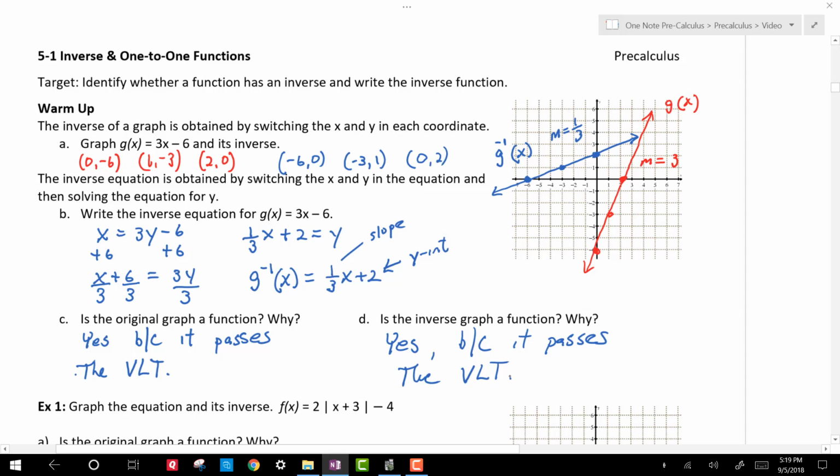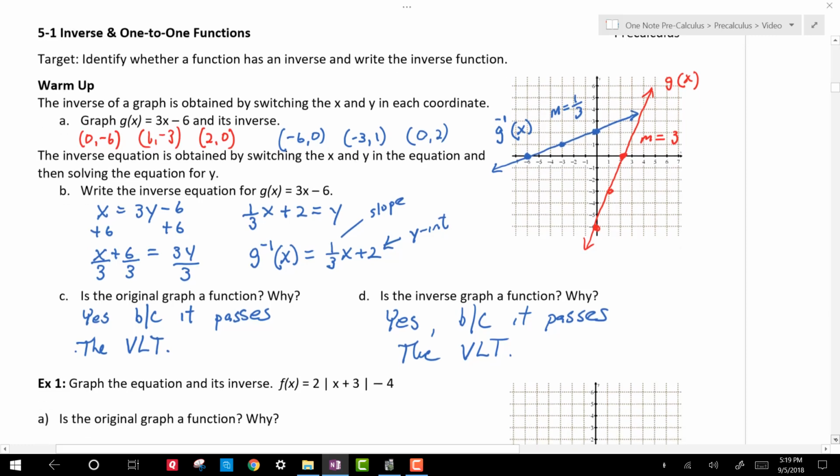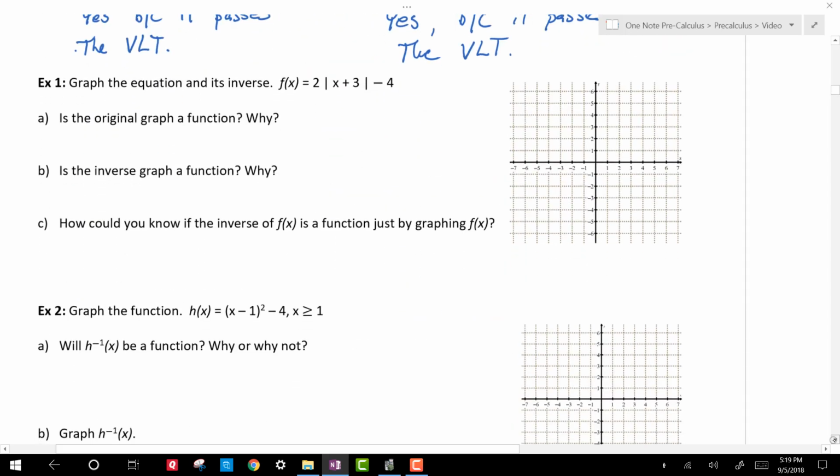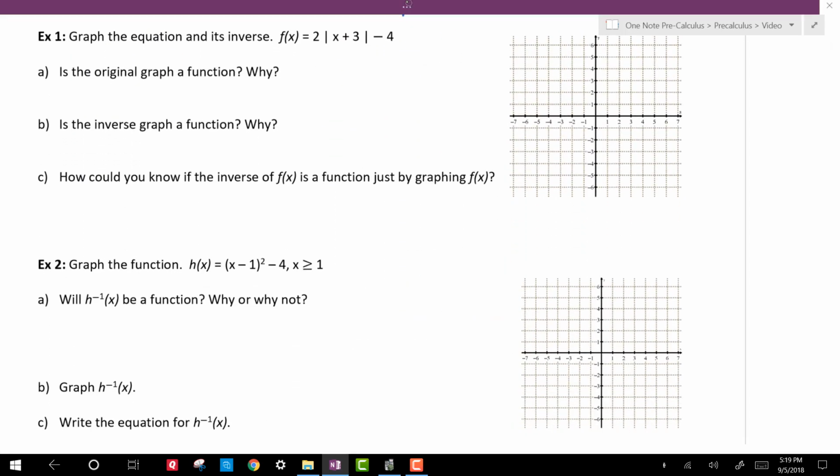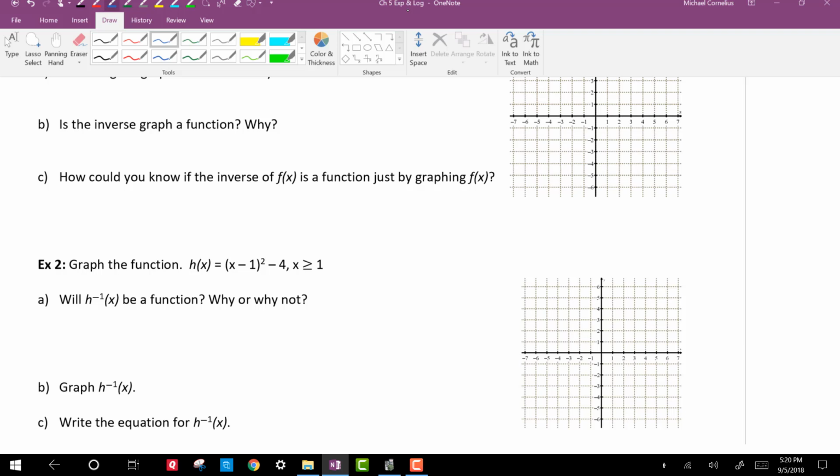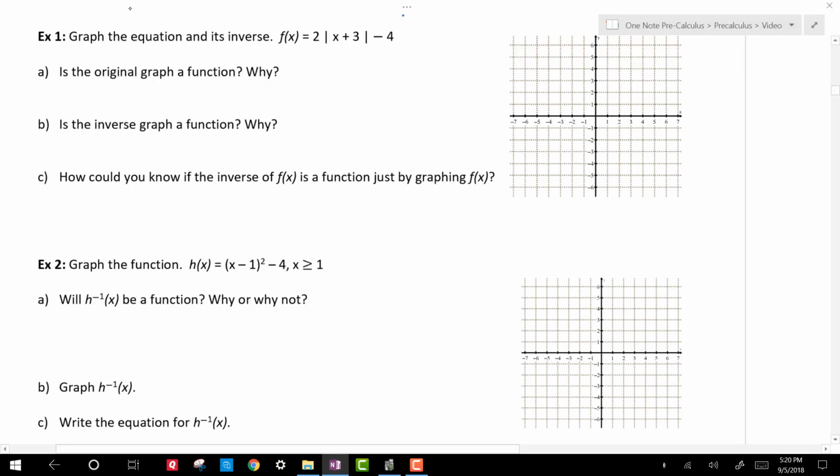That is not always the case, as we're going to see now in example number 1. All right, so here we go. Number 1 says graph the equation and its inverse. So if I can get another color here, let's try some green on this one. So I want to graph this equation.